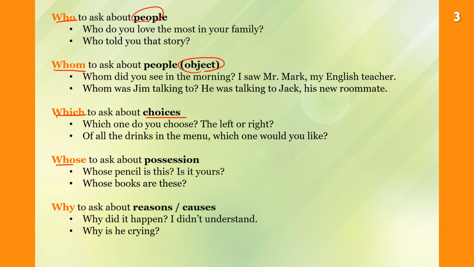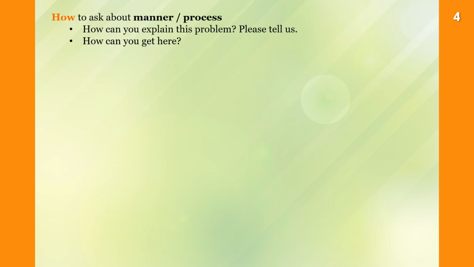Now, whose is to ask about possession. Whose pencil is this? Is it yours? Whose books are these? And why is to ask about reasons and causes. Why did it happen? I didn't understand. Why is he crying? How is to ask about manner and process. How can you explain this problem? Please tell us. How can you get here?